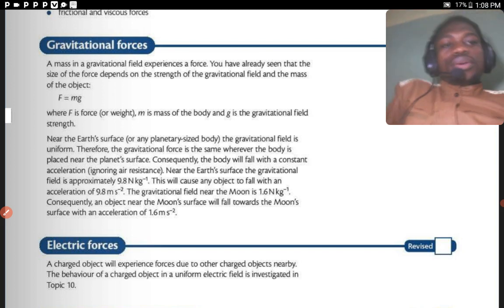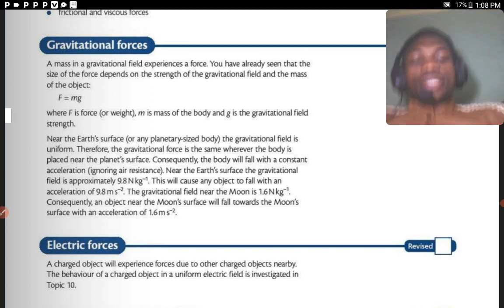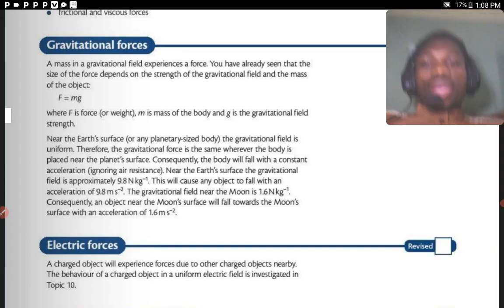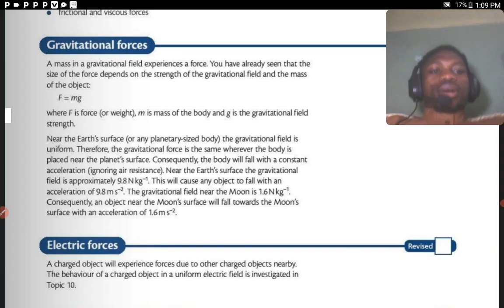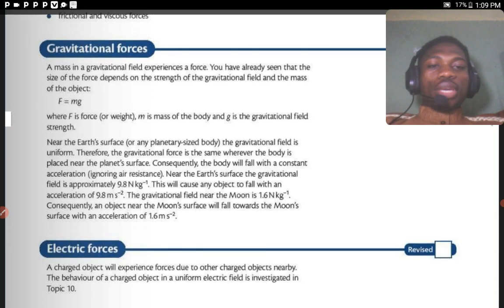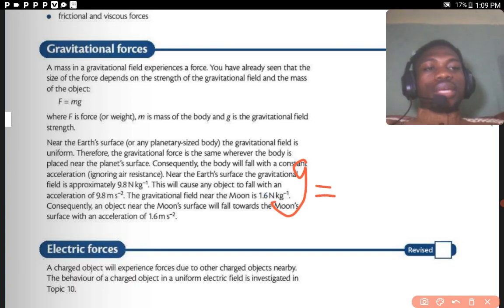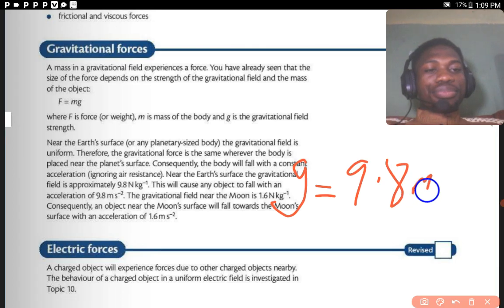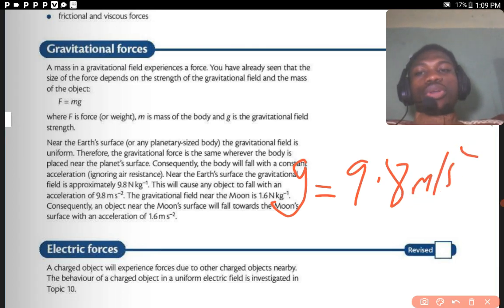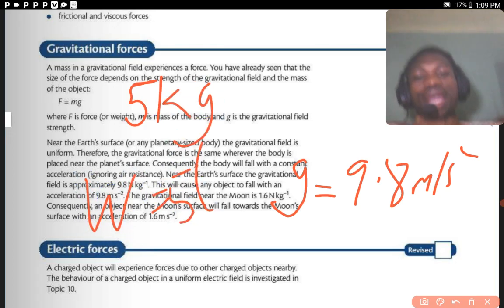Now, ladies and gentlemen, we are on Earth. As a result, it's important to mention that on Earth, the gravitational acceleration is 9.8 meters per second squared. So a body of mass 5 kilograms will have a weight of 5 times 9.8, and this weight will be given in Newtons.